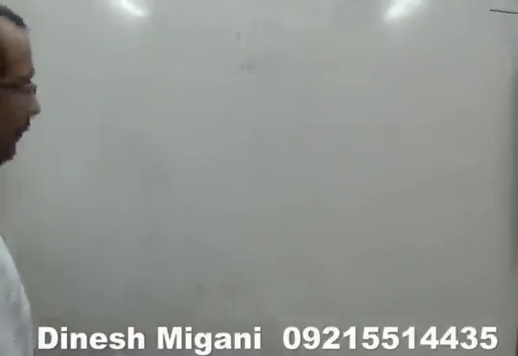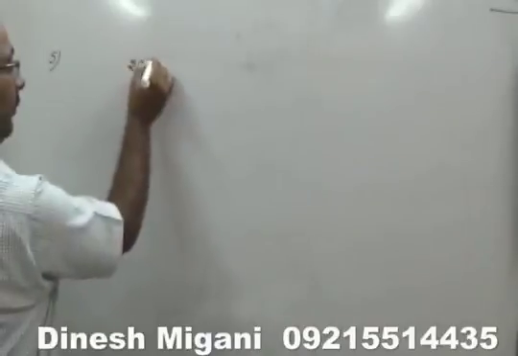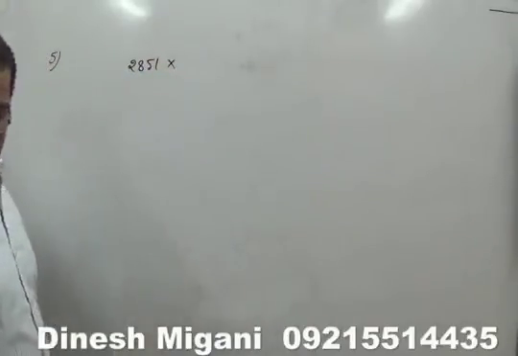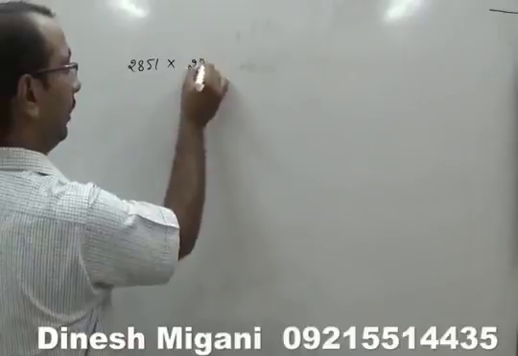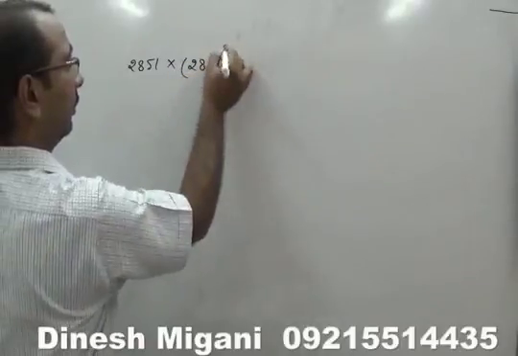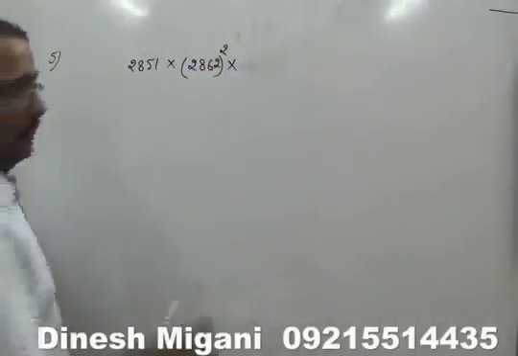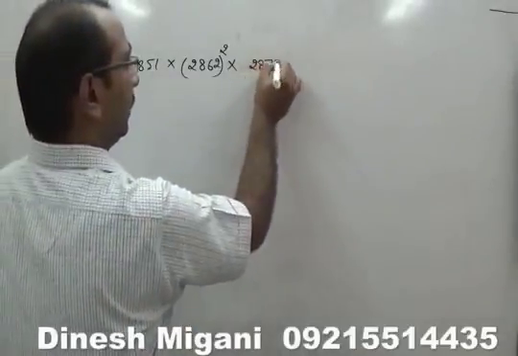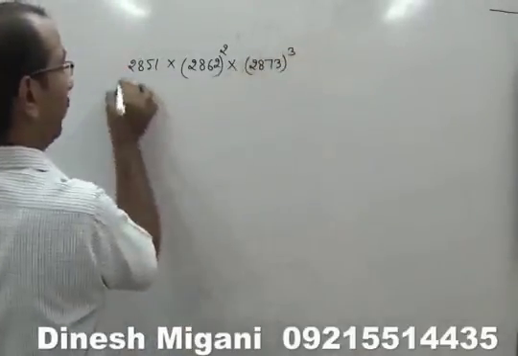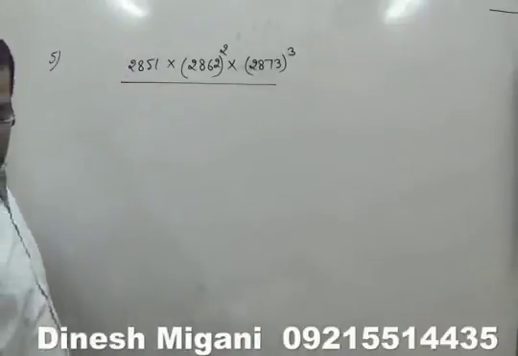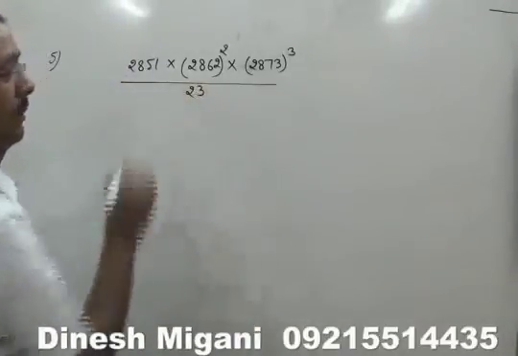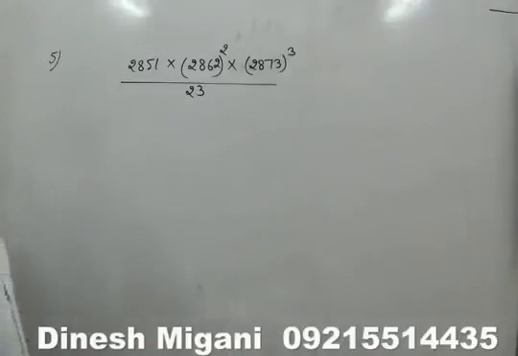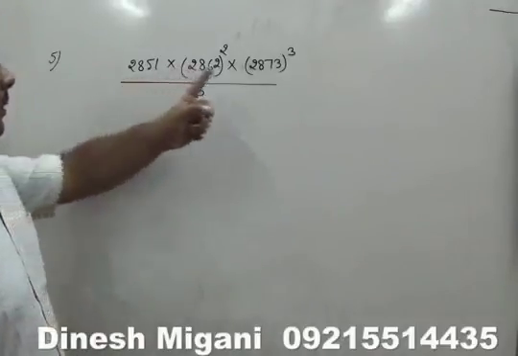Next, problem number 5. The question here is, it is given that 2851 into 2862 whole square, 2862 square into 2873 cube. 2873 cube. We have to divide this whole number by 23 and we have to find the remainder. Right? That's my problem. Now, in order to answer this question, first we find individually.